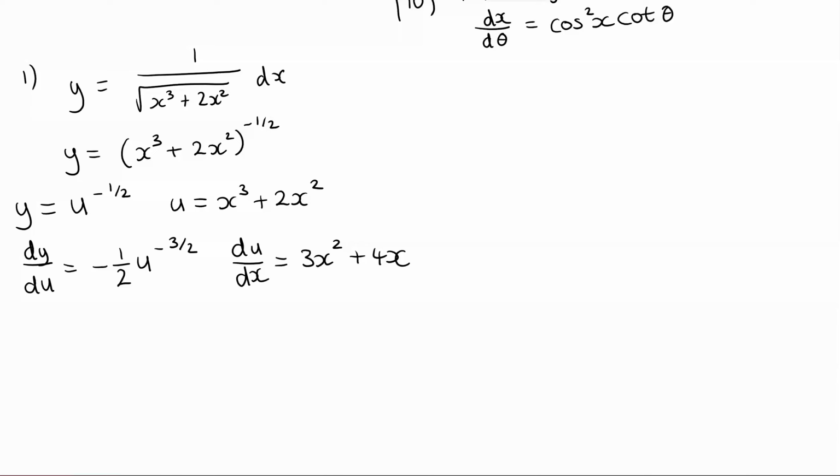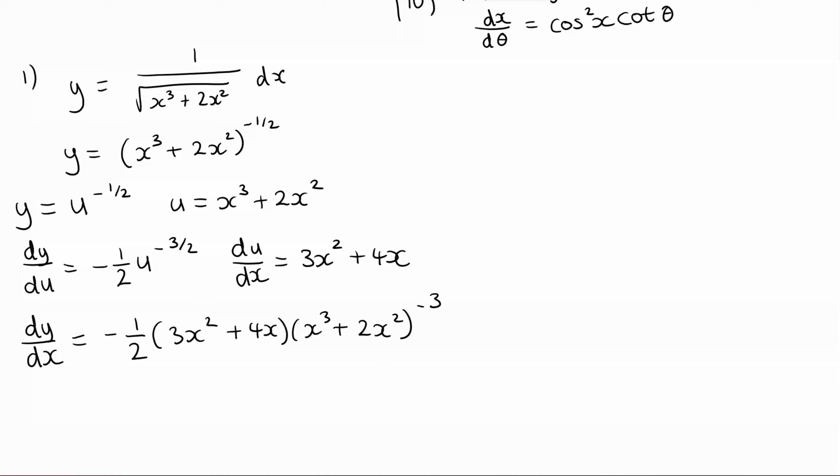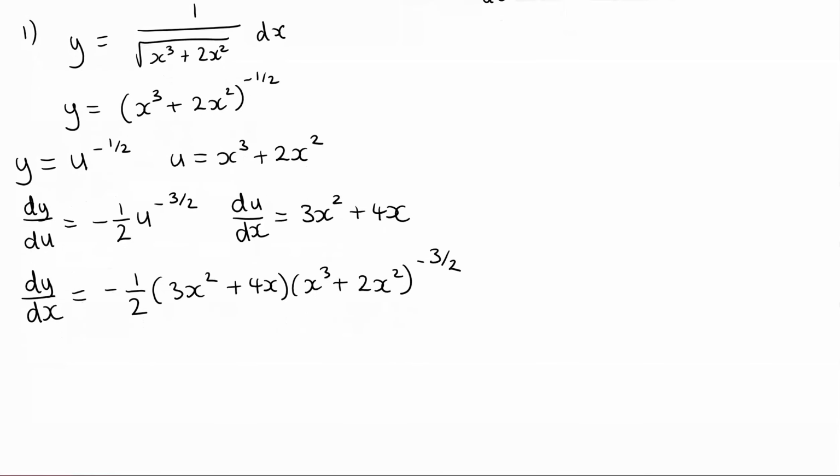Do your dy by du. So multiply by the power, take 1 off the power. And then differentiate your substitution, so find du by dx. And then remember we times dy by du and du by dx together. But what I'm going to do is replace the u back with the x cubed plus 2x squared. And that will be my answer for the first one. Okay, it looks quite nasty, but that's correct.